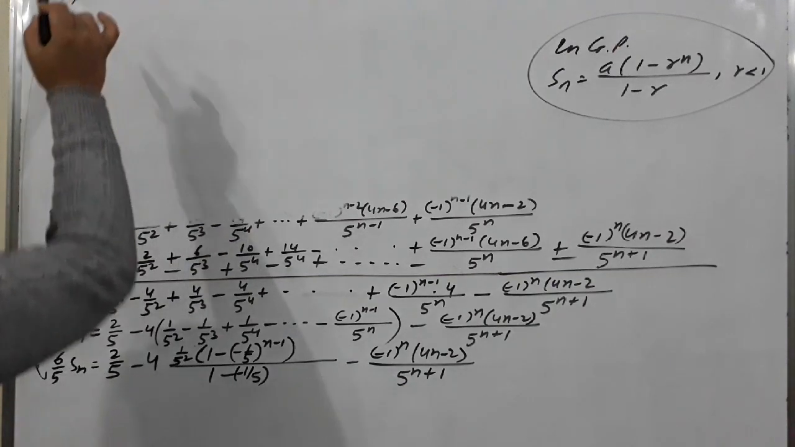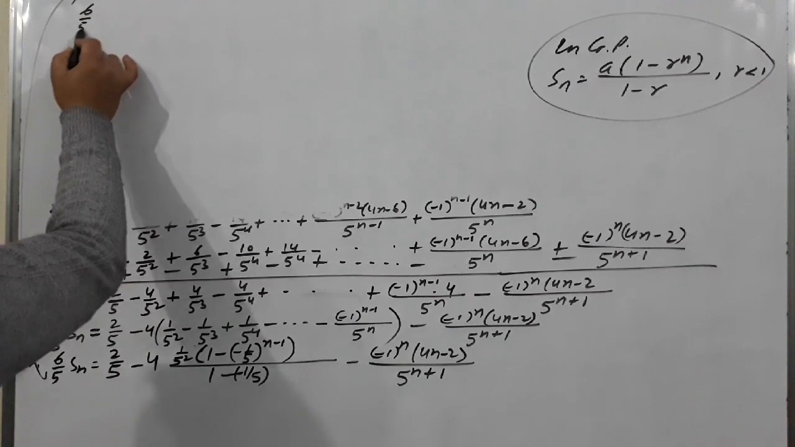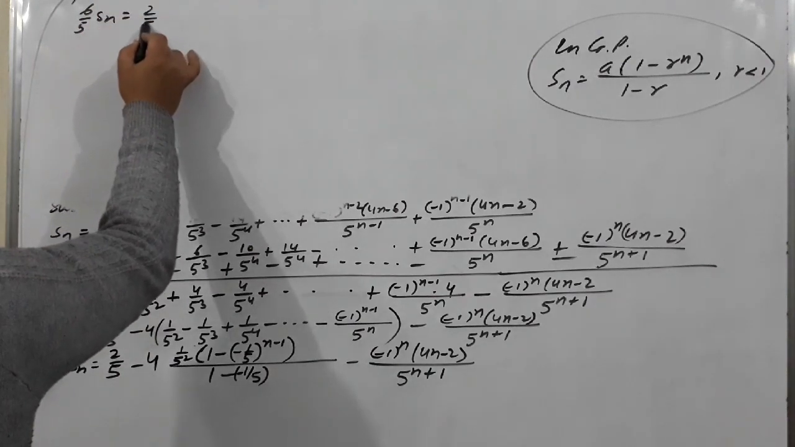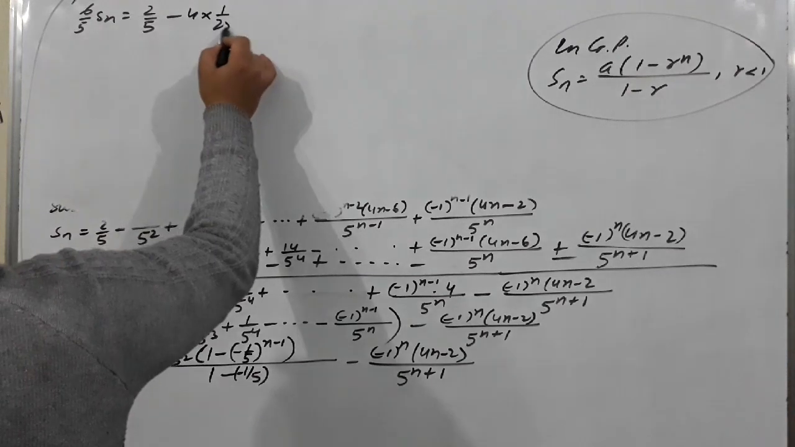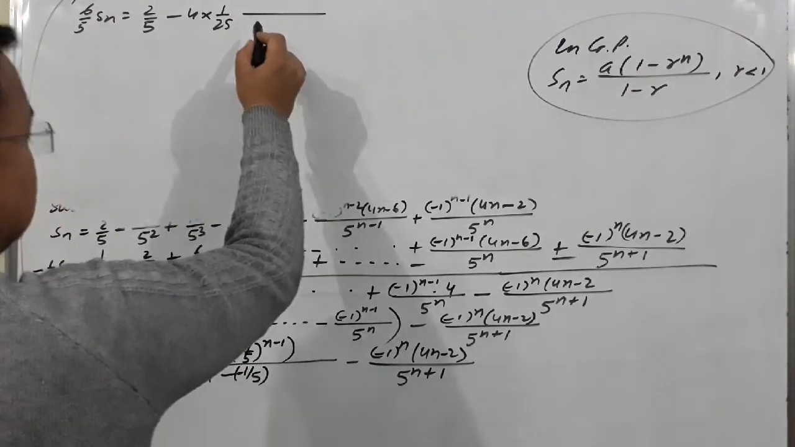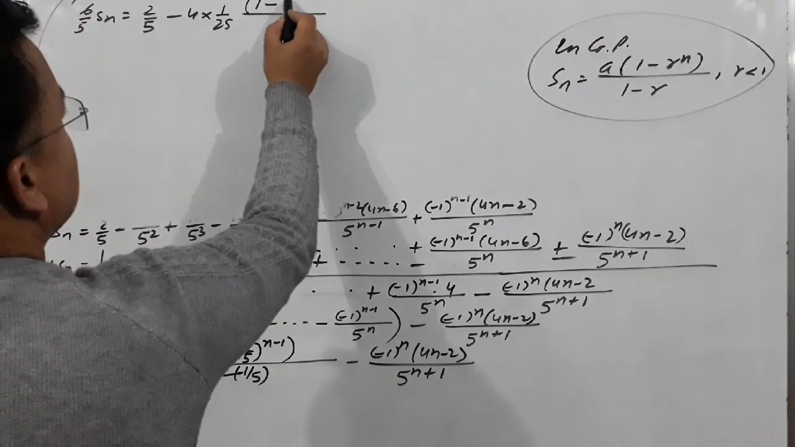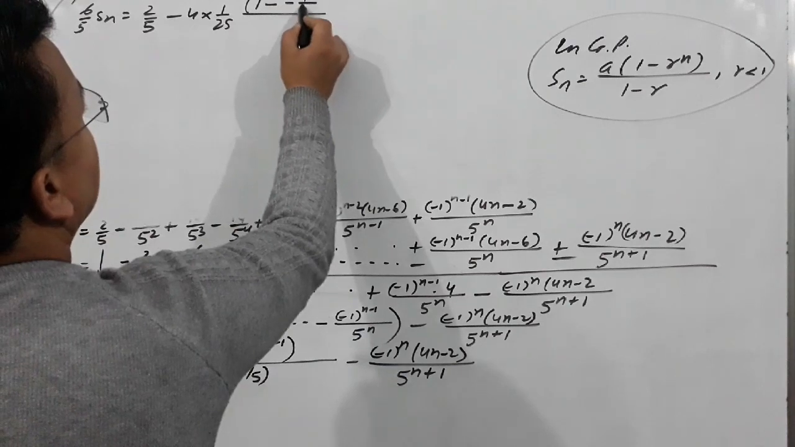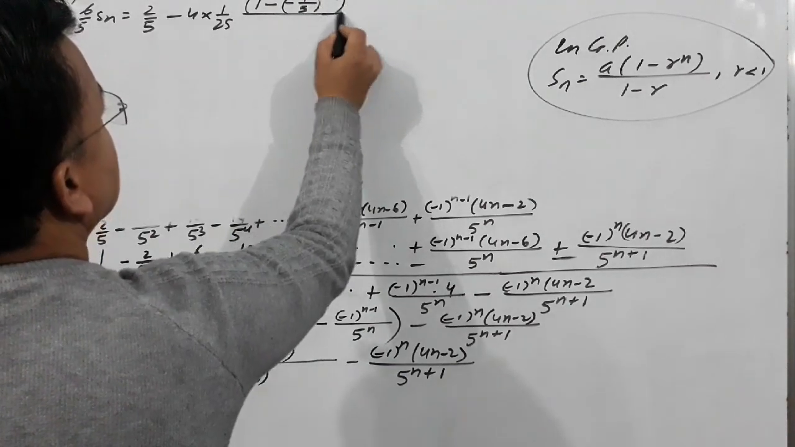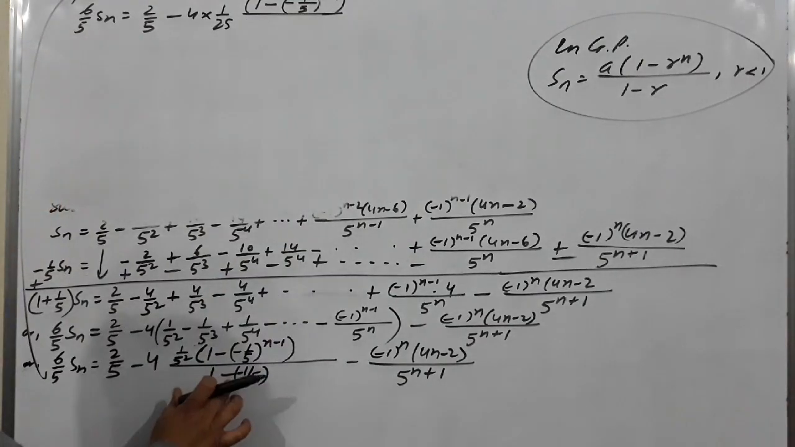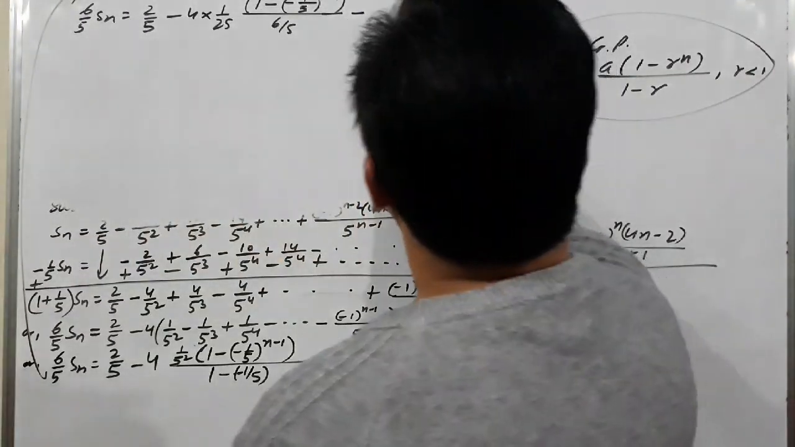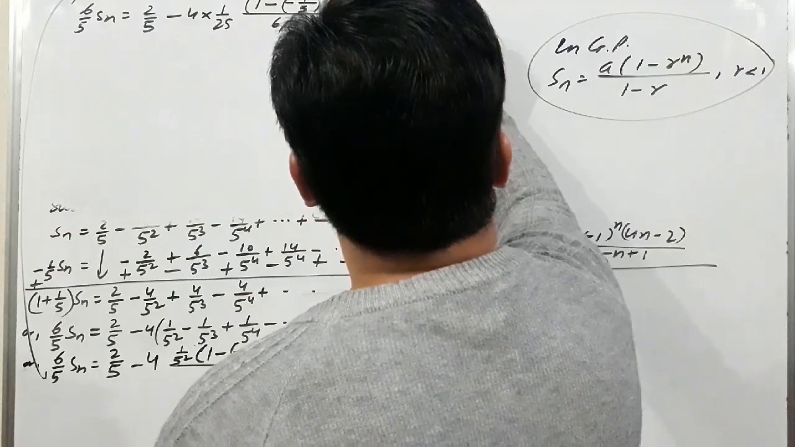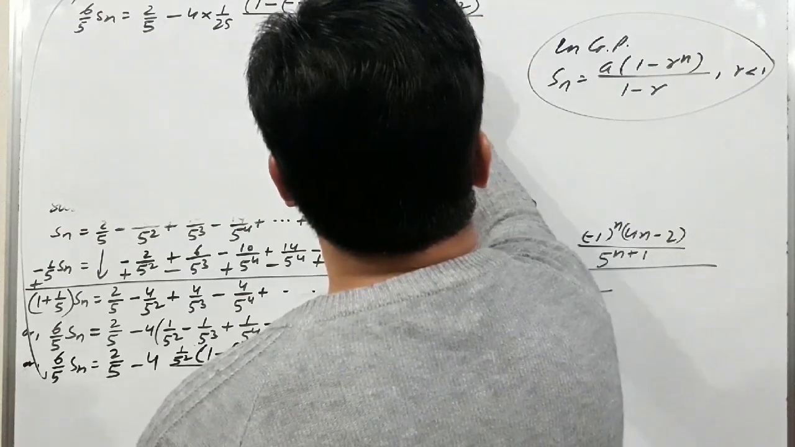Now I'm writing here 6 over 5 Sn is equal to 2 over 5 minus 4 times 1 upon 25 and here 1 minus minus 1 over 5 raised to power n minus 1, over 1 plus 1 by 5, which means 6 by 5, minus minus 1 raised to power n times 4n minus 2 over 5 raised to power n plus 1.